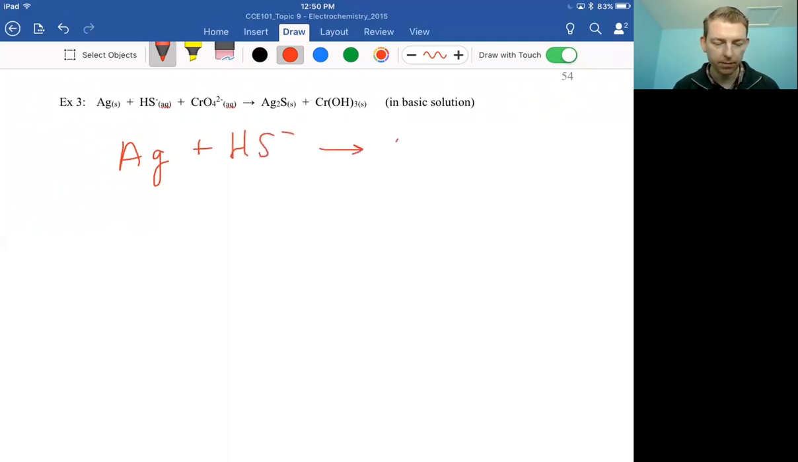going to Ag2S, so the silver sulfide, because again, that has the silver and the sulfur that we're going to need for the final product. So let's keep those together, and we'll keep everything with chromium together, and that'll be our second row, okay? So CrO4 2 minus to Cr, so chromium hydroxide, okay.